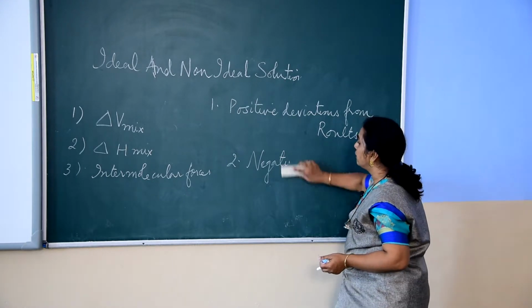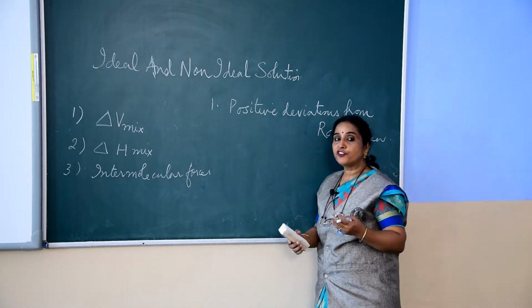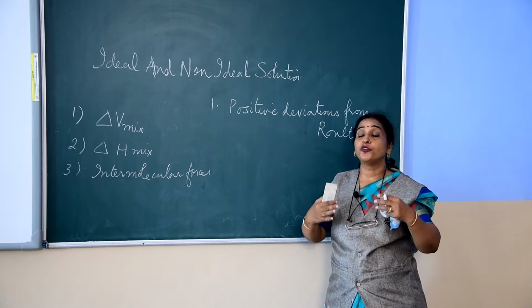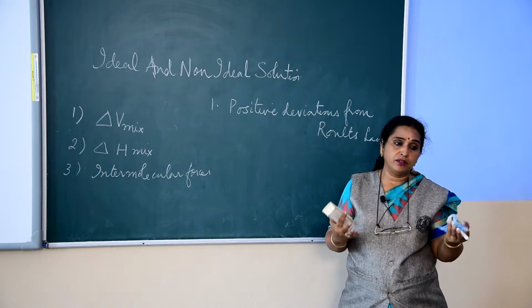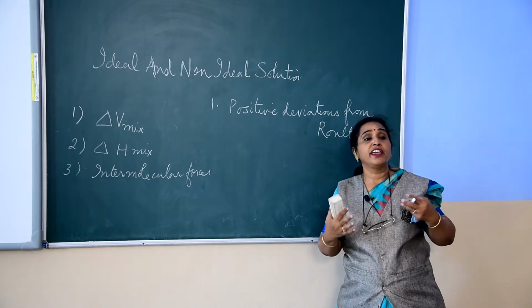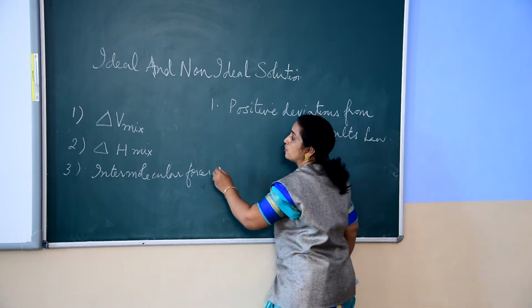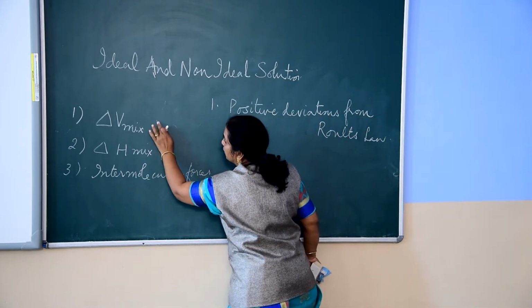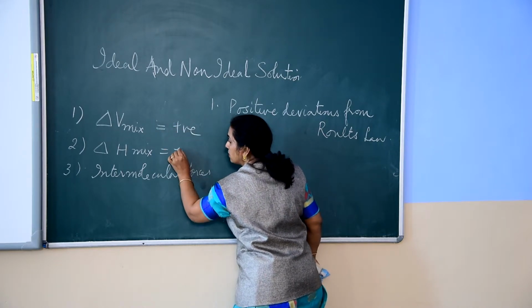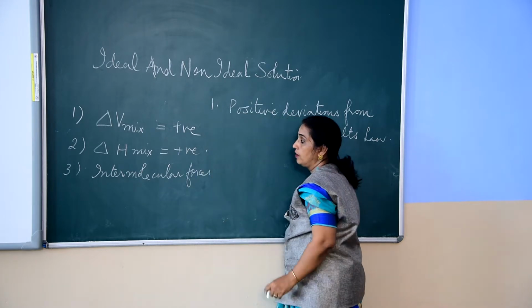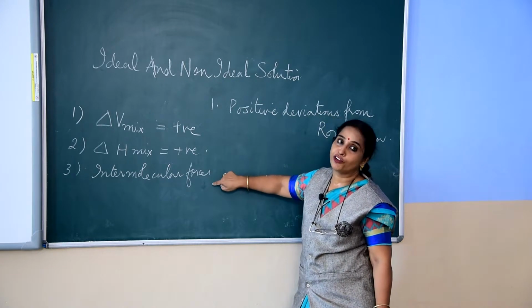For solutions containing positive deviations from Raoult's law, positive deviation means the volume should be greater. Whose volume? Delta V mix should be greater, enthalpy delta H mix also should be greater. So, we have two conditions here, delta V mix, this should be positive, delta H mix, this also should be positive. Both these conditions again depend on our intermolecular forces.